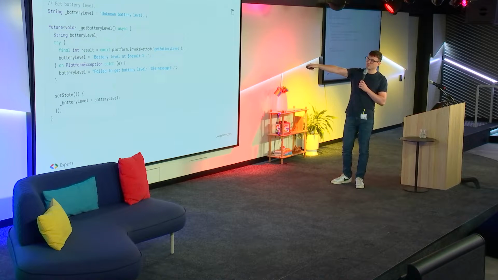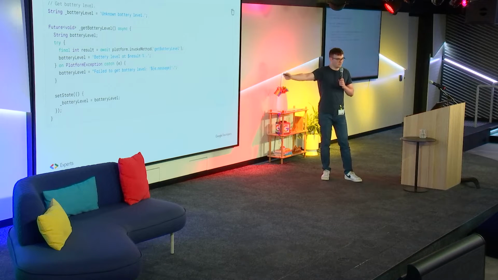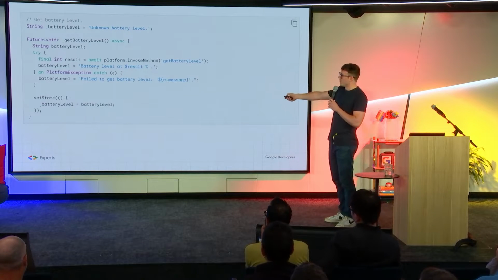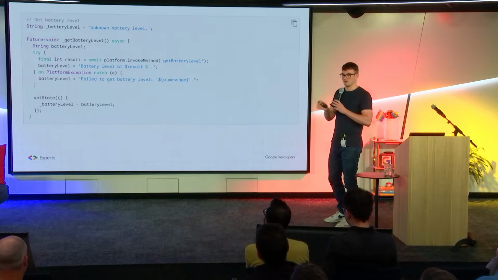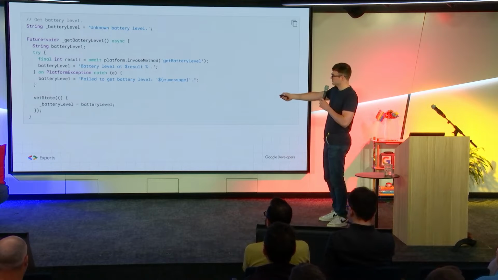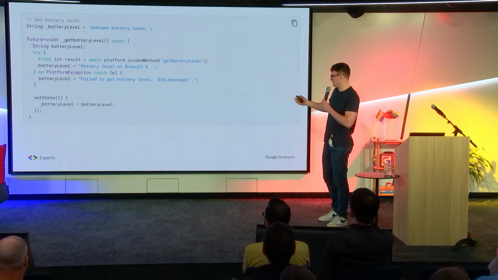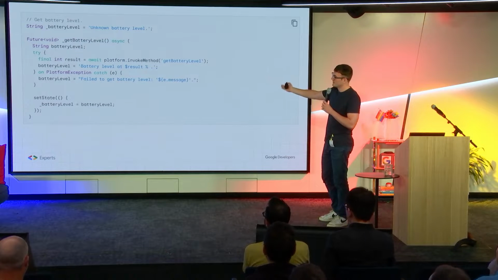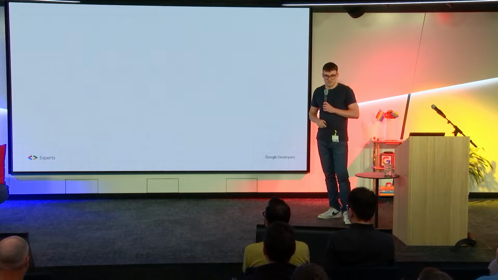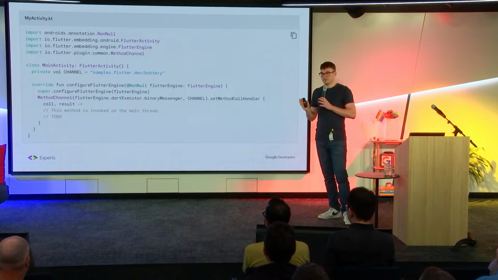We have a method called getBatteryLevel. And inside of this, we have a try-catch, or a try-on even. And we're invoking the platform. So we're saying, with this tunnel, or this platform, let's invoke the method getBatteryLevel, and it'll return an int. And if so, we'll set the battery level, else we'll say we failed to get it. And then we'll set the state and rebuild that widget. So that's all the Dart code you need.